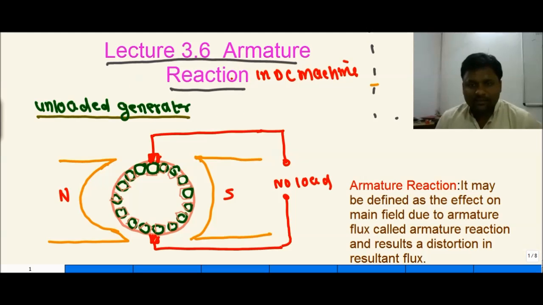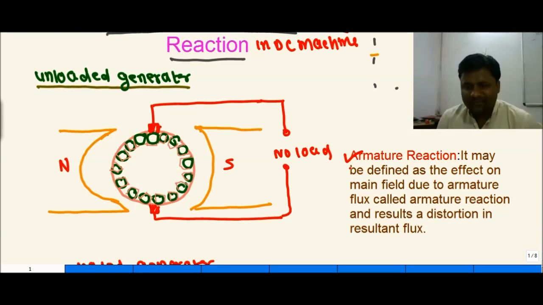So to understand this concept, we have to learn some definition. The definition is like this. It may be defined as the effect on the main field flux. What is main field flux, that we are going to discuss. Due to the armature flux, called armature reaction, and results in a distortion in the resultant flux. So this concept shows that the effect on the main field flux due to the armature flux is called armature reaction.